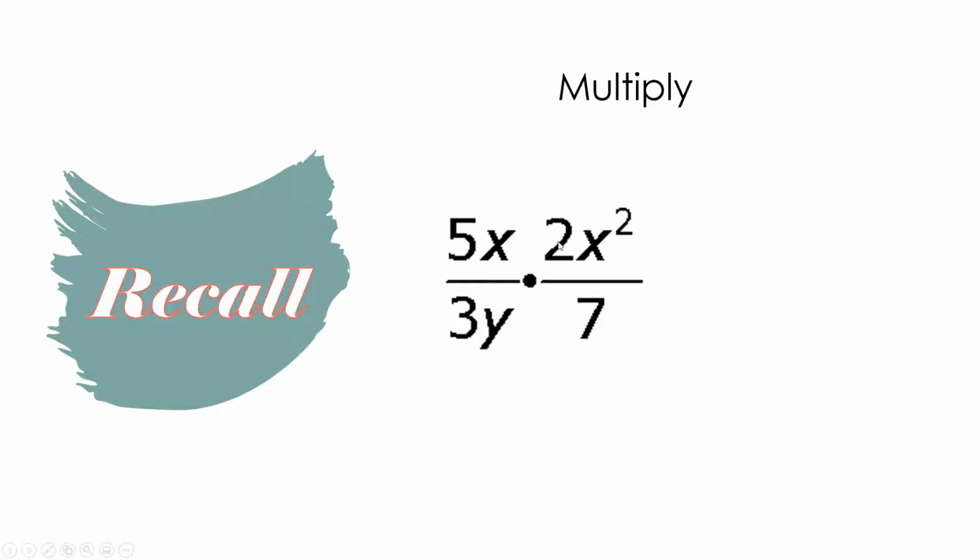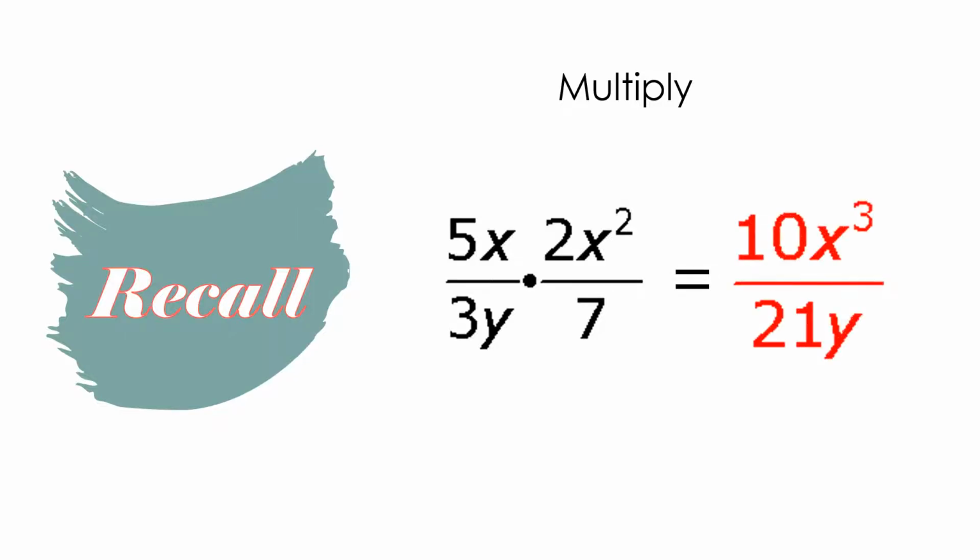So 5 times 2 is 10. x times x squared is x cubed. Then on the denominator, 3 times 7 is 21. And since we don't have y here, just copy the y. So in other words, the product of 5x over 3y and 2x squared over 7 is 10x cubed over 21y.